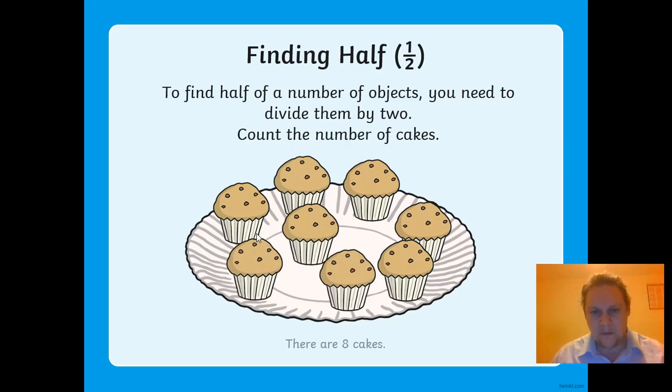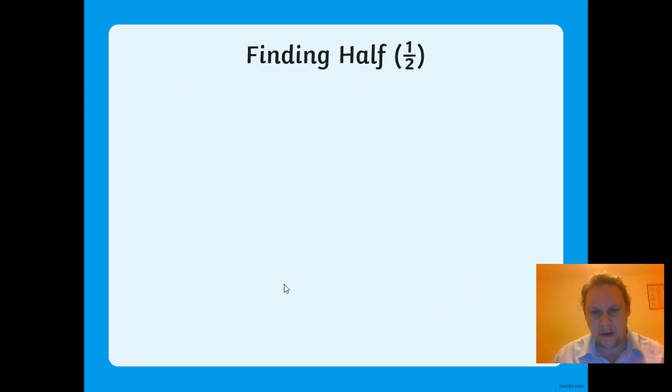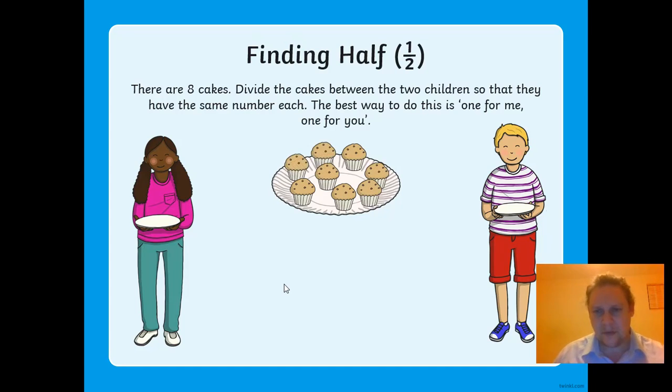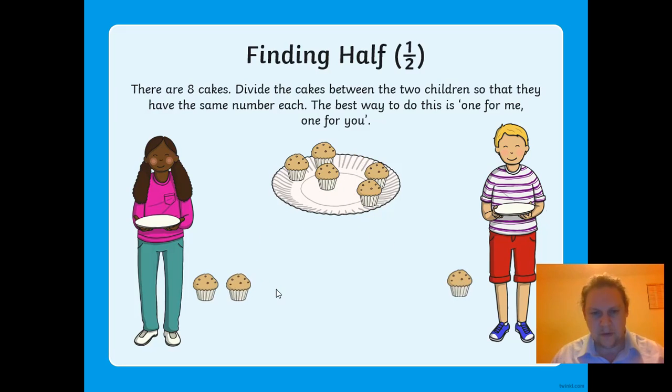Now, we've got here 8 cakes. Okay, now what do we need to do to divide them in half? There are 8 cakes. We're going to divide them in this case between 2 children, so they both have the same number of cakes. The best way you can do this is a 1 for me, 1 for you method. 1 for her, 1 for him, 1 for her, 1 for him, and so on.